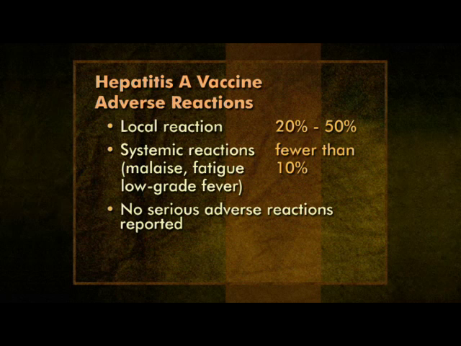For both hepatitis A vaccines, the most frequently reported adverse reaction following vaccination is a local reaction at the site of injection. Injection site pain, erythema, or swelling is reported in 20 to 50% of recipients. These symptoms are generally mild and self-limited. Mild systemic reactions such as malaise, fatigue, and low-grade fever are not common and are reported in fewer than 10% of recipients. No serious adverse reactions have been reported.